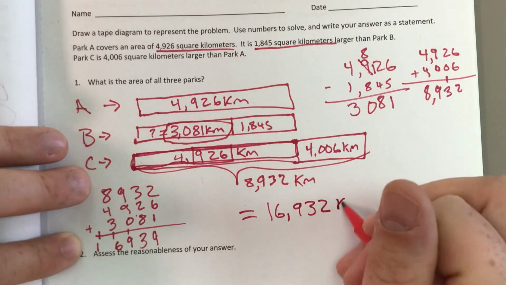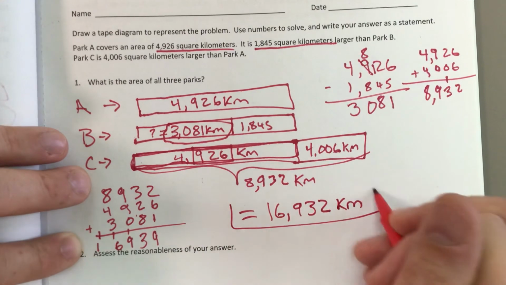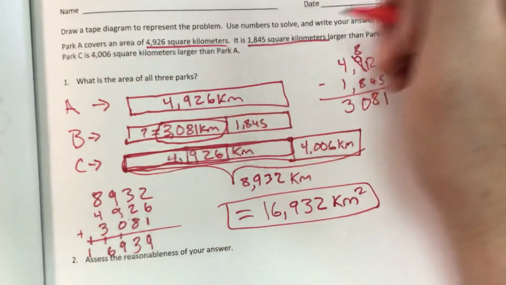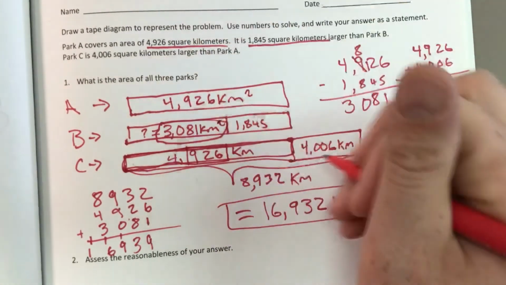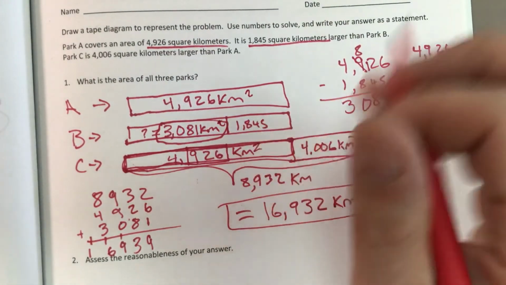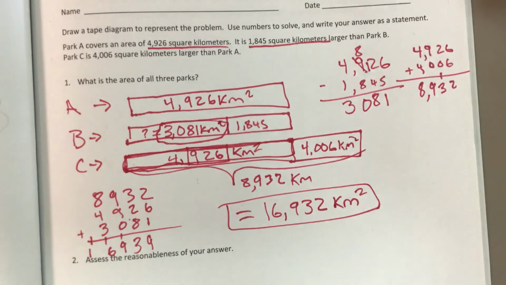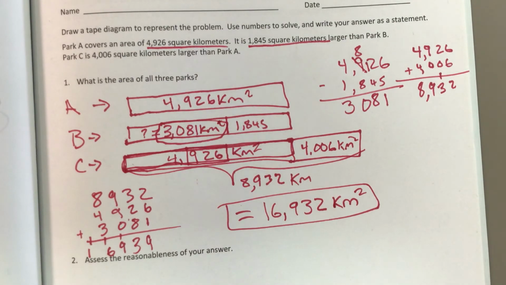16,932 kilometers. Technically, kilometers squared. So, I'll add my square. Interesting enough, you can either do an exponent 2, which you'll learn about eventually, or square kilometers. Okay? Now it tells me to assess the reasonability.